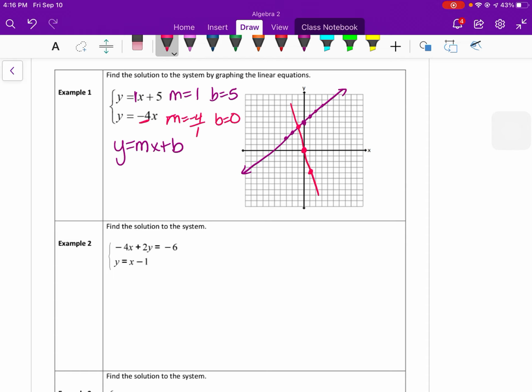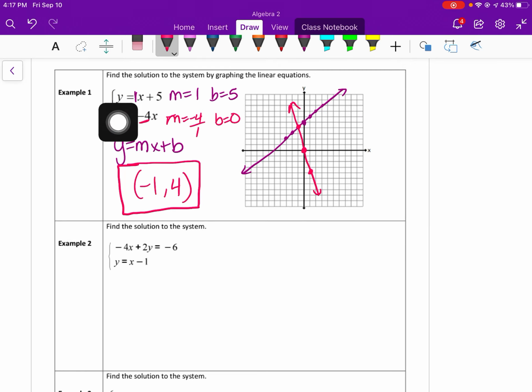And then we can find where they intersect, which is this point right here, which appears to be -1, 4. So the solution to the system of equations is the point where these lines intersect, and in this case it's the ordered pair -1, 4. So this one was nice to solve by graphing because they're both already set up for y equals mx plus b. So graphing makes sense. We can throw both of these on the graph and find where they intersect.